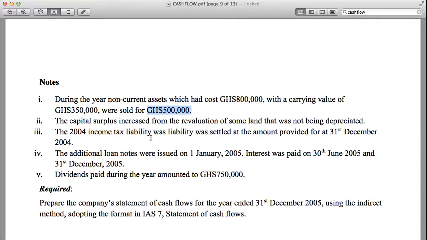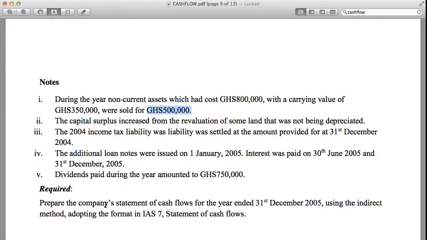Now let's go to note 4. Additional loan notes were issued in January 2005. Interest was paid on 31st June and then 31st December. So it means that the movement in the loan notes, if the loan note has increased, means that they've issued a new one in January. So the increase in the loan note is as a result of the new issue in January. The date was given to you for you to calculate the interest well. So take note.